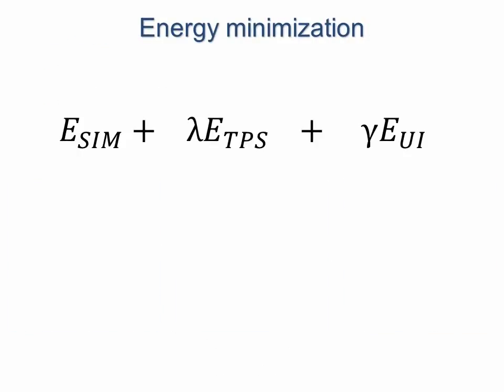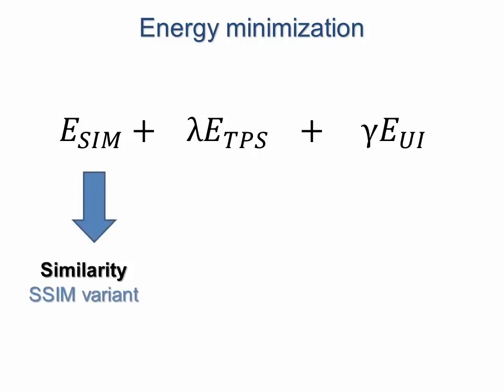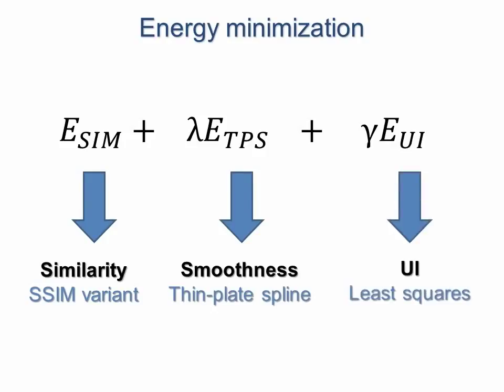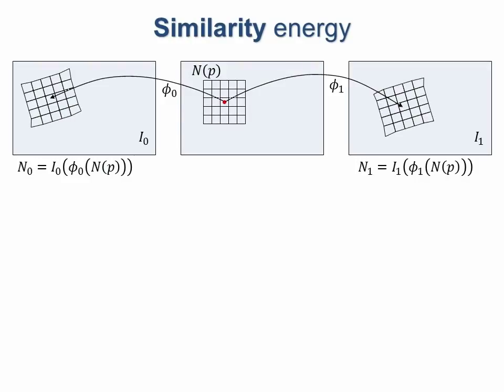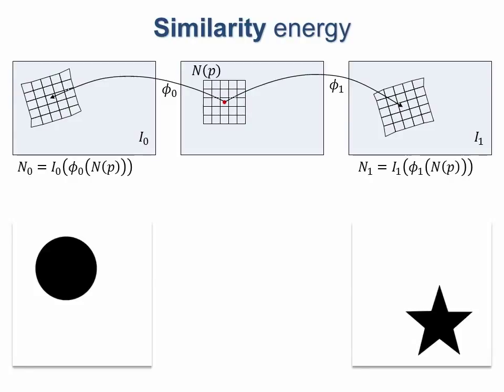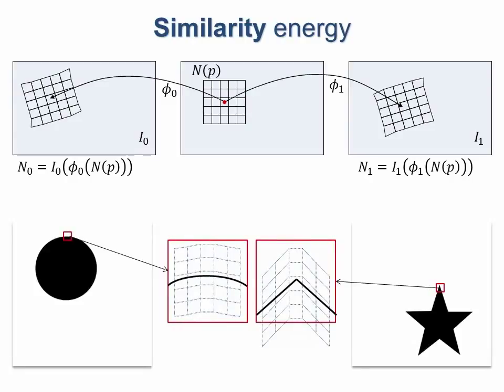We minimize an energy function consisting of three terms: structural similarity between the images, smoothness of the mapping, and deviation from user-specified correspondence terms. We will briefly introduce these terms. For details, please refer to the paper. The similarity energy attempts to match pixel neighborhoods of each halfway image pixel in the two deformed input images. We use a modified structural similarity energy to match regions with similar edge structure, such as the object boundaries in this circle to star example.